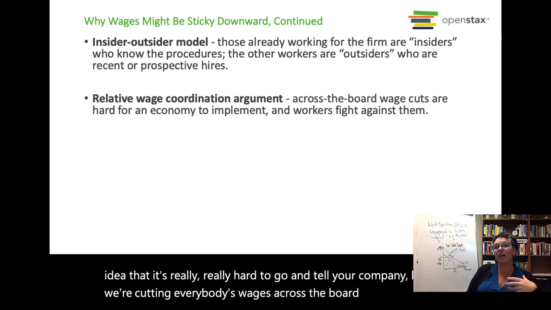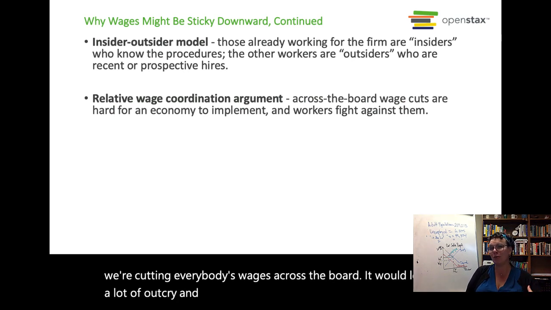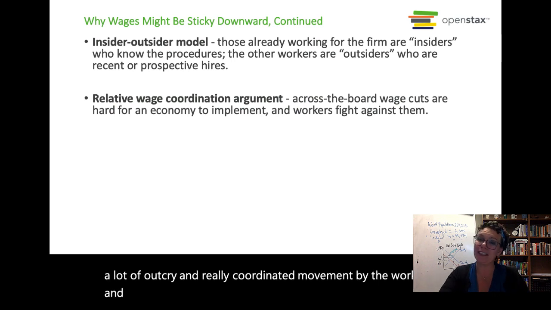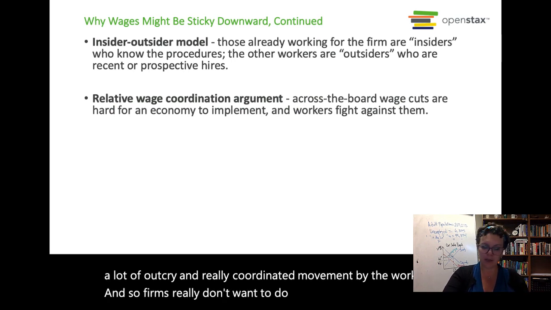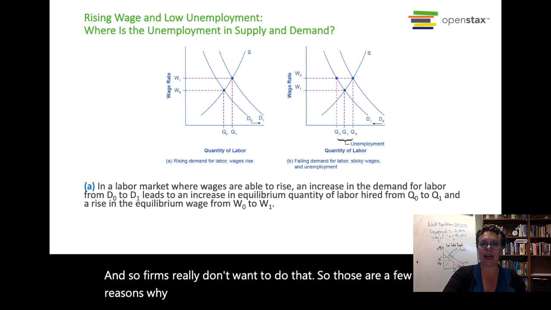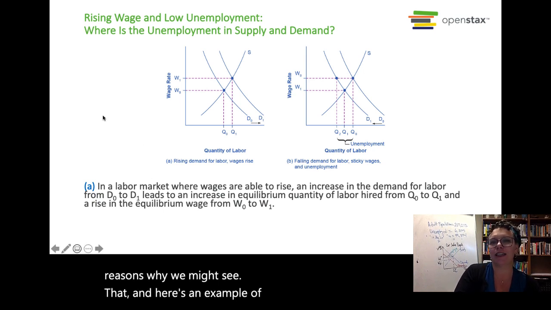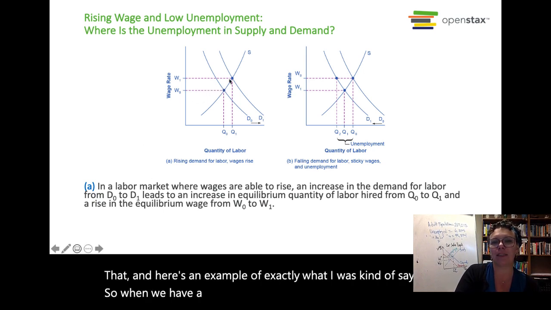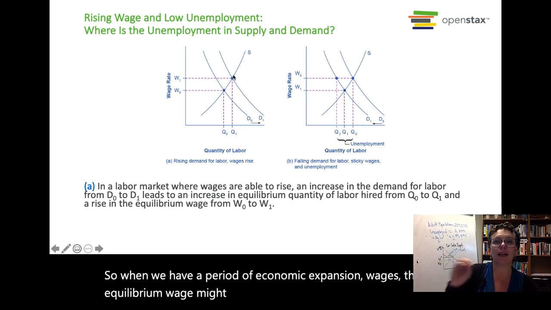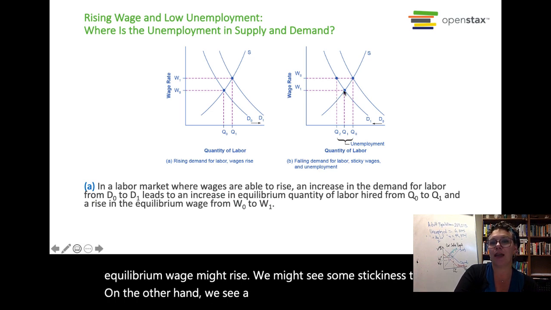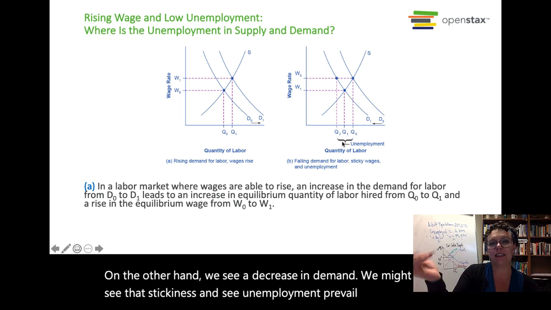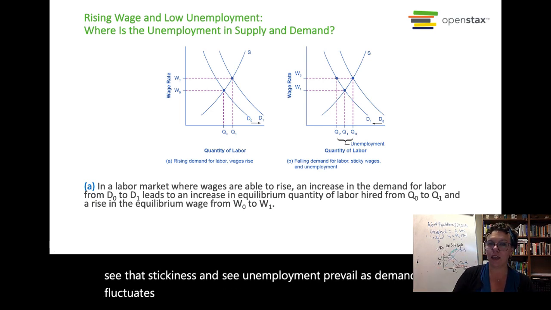It would lead to a lot of outcry and really coordinated movement by the workers. And so firms really don't want to do that. So those are a few reasons why we might see that. And here's an example of exactly what I was saying. When we have a period of economic expansion, the equilibrium wage might rise, and we might see some stickiness to that. On the other hand, when we see a decrease in demand, we might still see that stickiness and see unemployment prevail as demand fluctuates in the period of economic recession.